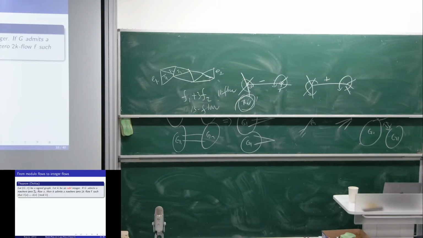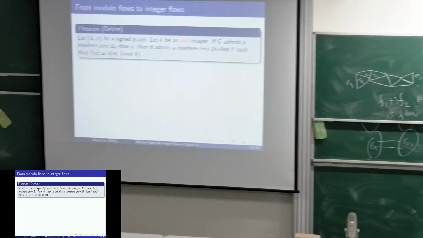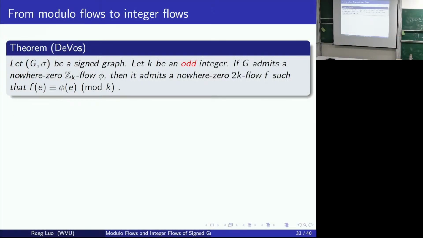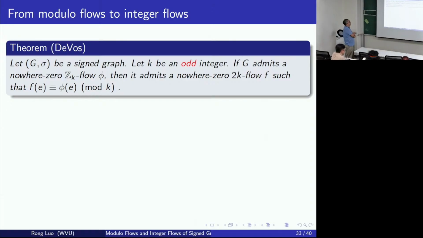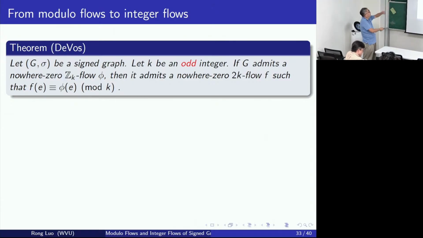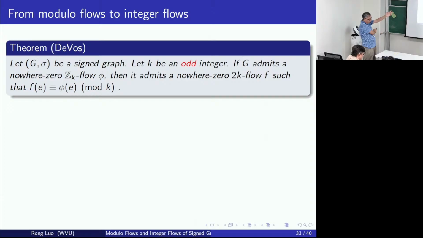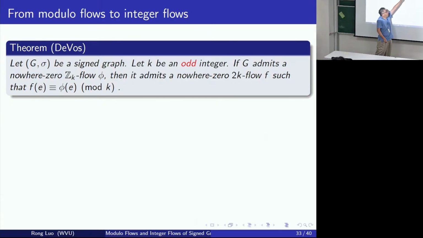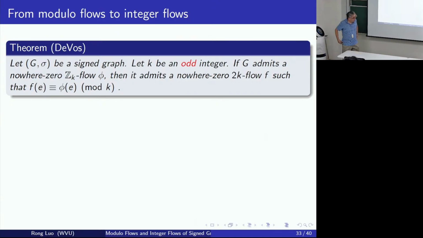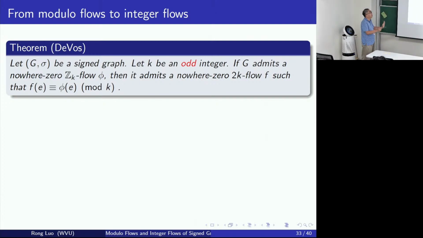So converting modular flows to integer flows is still a very important tool for us. Actually, Devos, in his 12 flow paper, also proves that if k is an odd integer and the graph has a nowhere-zero Zk flow, then it has a nowhere-zero 2k flow. This means a Z3 flow gives an integer 6 flow, and a Z5 flow gives a 10 flow. This is only for odd integers. Although in his paper he only mentioned odd primes, his work works well for all integers. You don't have to change anything.